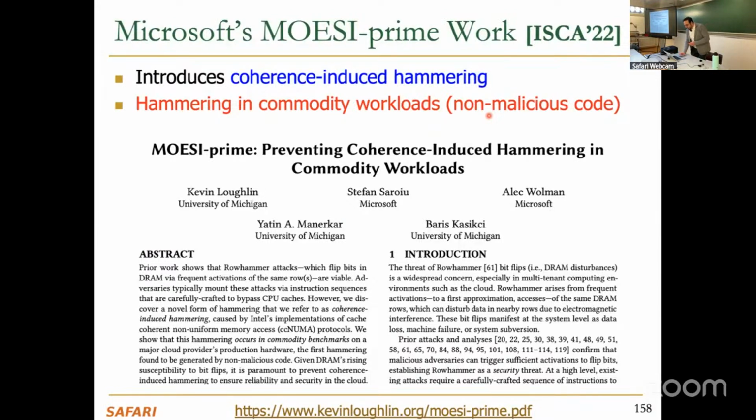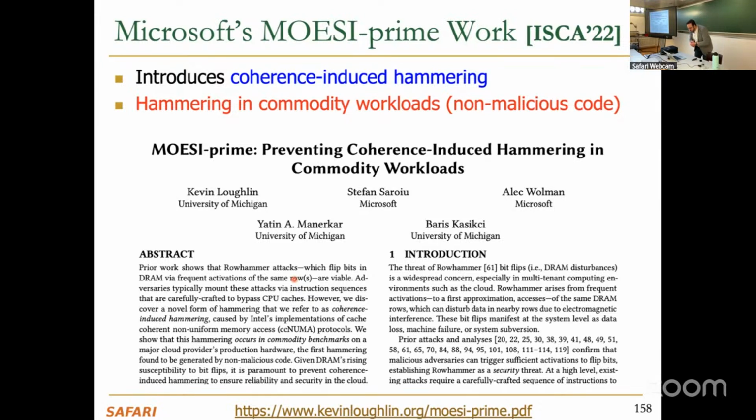So this is from Kevin Loughlin and Barış Kaşıkçı and some people, Stefan and Alec from Microsoft and Yatin. What they show here is that, how many people are aware of the word MOESI? Is it familiar? MOESI. Okay, so in multi-core systems, you have your caches, right, for each core. And some of these cores can be used on the same data. So you might end up having different copies of the same data in different caches. Now, if one core updates this, then you need to propagate that update to other cores as well, so that you do not compromise the correctness of the application, right? So there are some coherence algorithms that are employed in real chips, and MOESI is one of them.